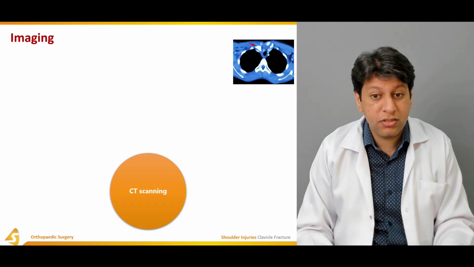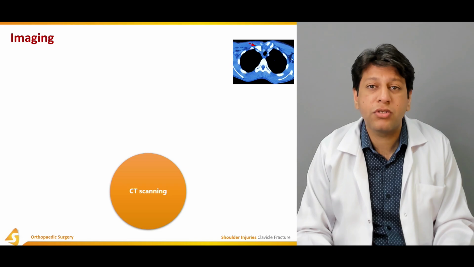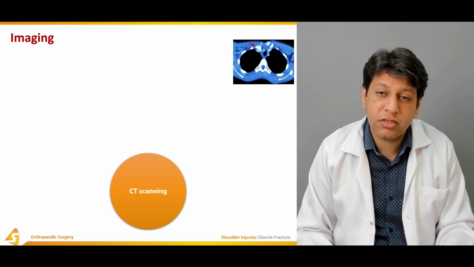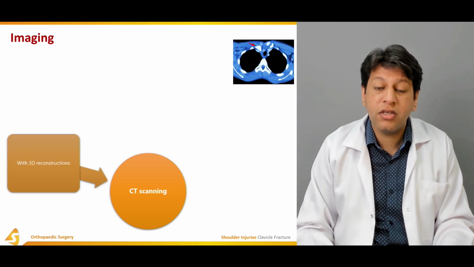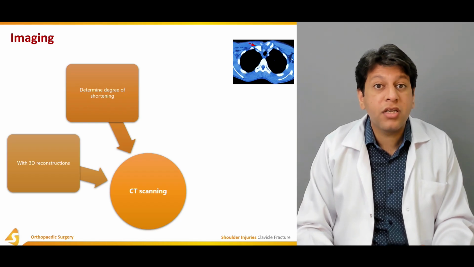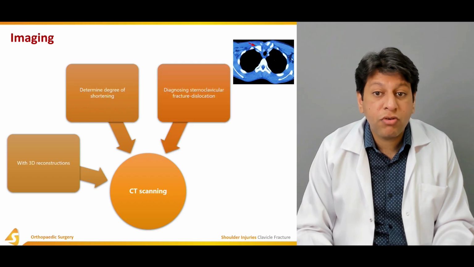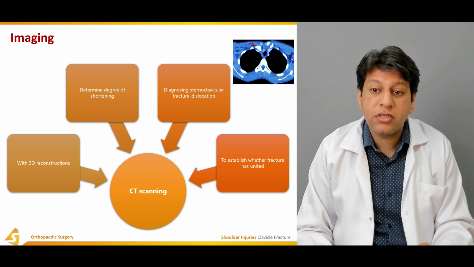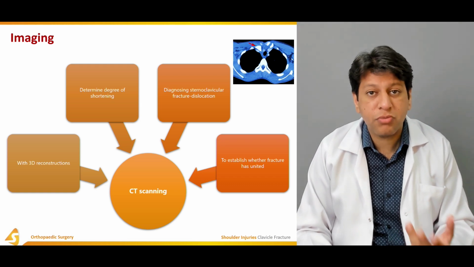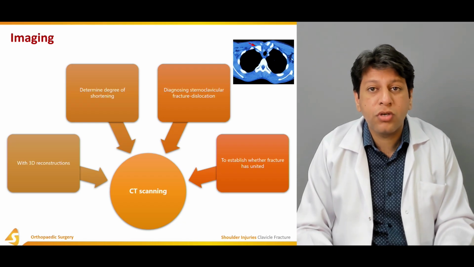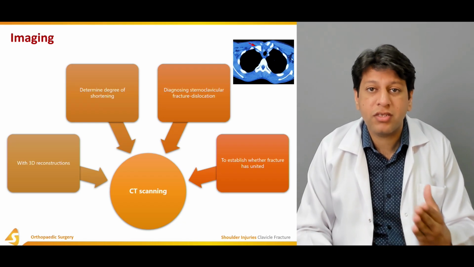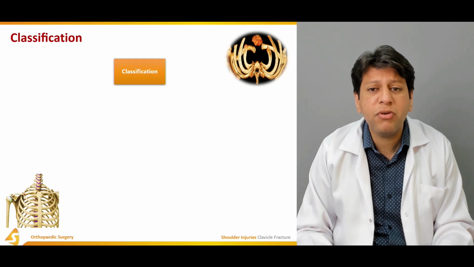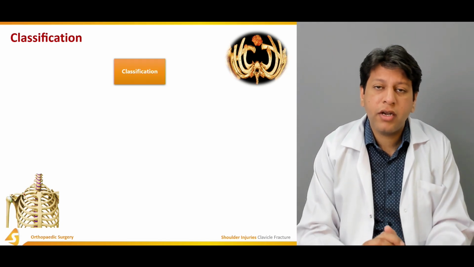Now coming to the other imaging, sometimes a CT scan may be required, although it's rarely required unless we are planning for surgical fixation, and there is a definitive indication of surgical fixation. But a CT scan with 3D reconstruction can be done to determine the degree of shortening at times. For diagnosis of sternoclavicular fracture dislocation, if we are suspecting posterior fracture dislocation, it is very important to establish whether the fracture has united or not, or whether there is associated non-union or long-term pseudoarthrosis of the clavicle. To rule out whether there is associated pseudoarthrosis or it's a united fracture, we can go for a CT scan as well. Now coming to the classification, it was actually classified into different categories.